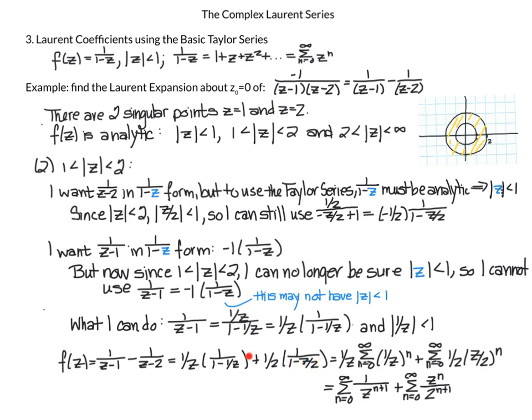So the first term then is 1 over z, the sum from n equals 0 to infinity, and now we're going to plug in 1 over z to the n, plus now we have our 1/2, and then z over 2 to the n, and then we have this algebraic simplification here.